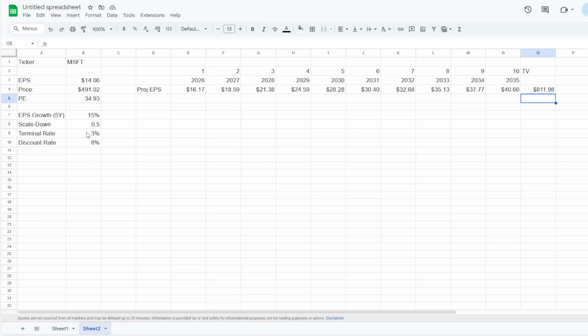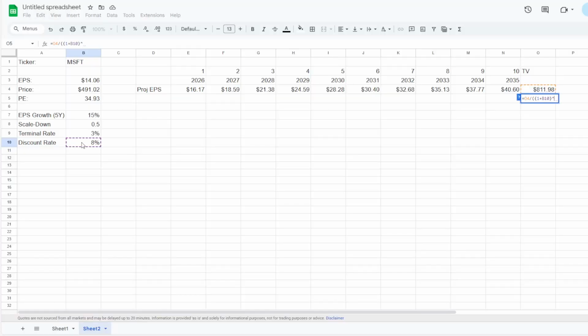So what I'm going to do is I'm going to say equals, I'm going to take this number, I'm going to click on the cell, $811.98, and I'm going to divide it by, and I'm going to put 2 sets of parentheses there, 1 plus my discount rate. My discount rate is 8%.